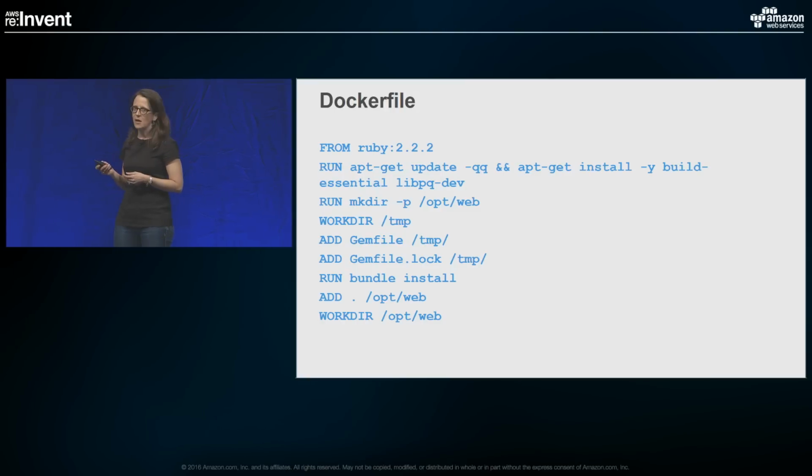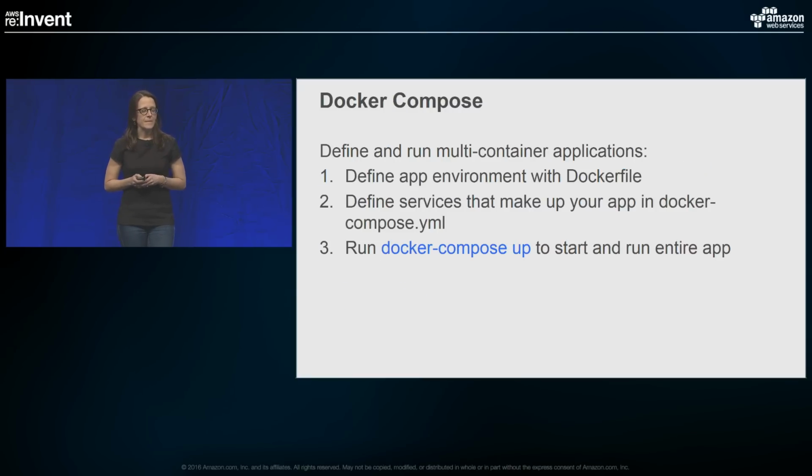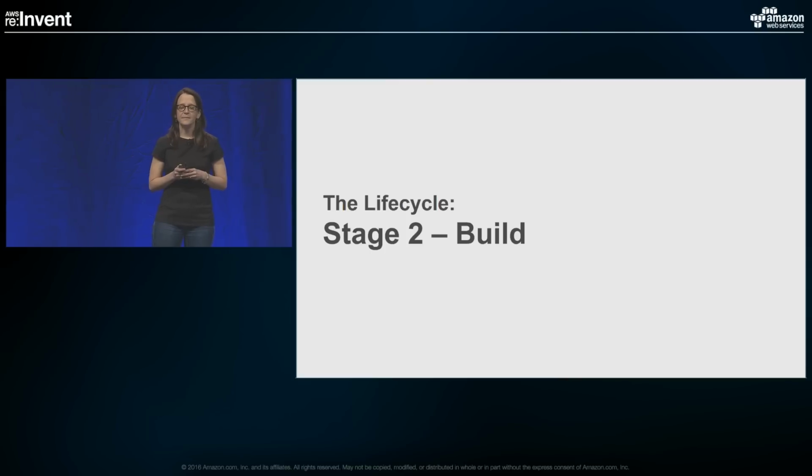This one in particular is a Ruby application, and you can see some of the attributes inside of this. If you're going to be running multi-container applications, you're going to use Docker Compose. Again, you continue to define your application environment with your Docker file. And then you define the services that make up your application in a Docker Compose YAML file. And then if you want to start that, you just run Docker Compose up to start and run that application.